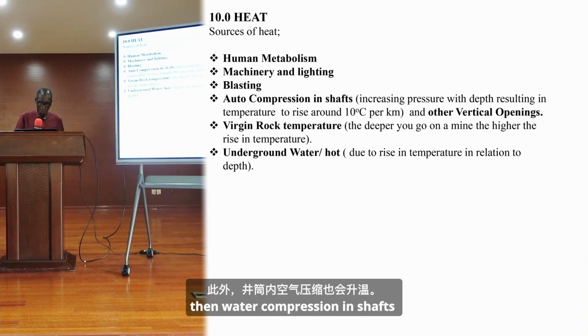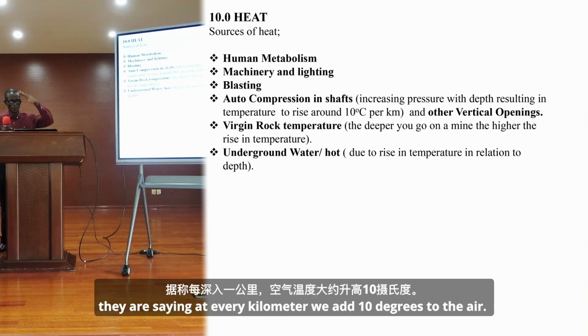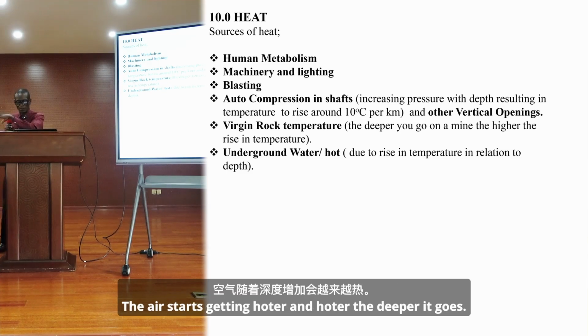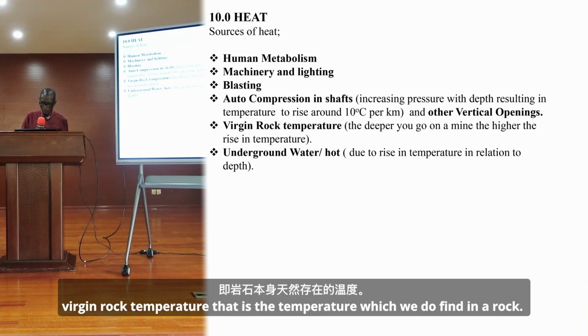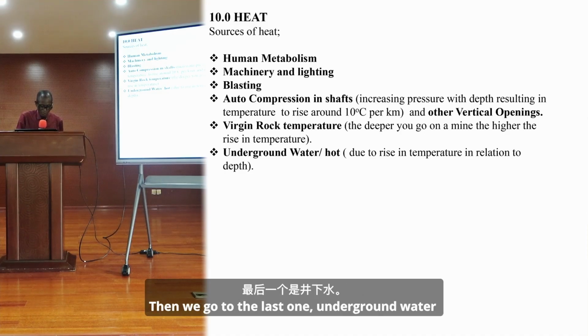Then auto compression in shafts, they are saying that at every kilometer we add 10 degrees to the air. The air starts getting hotter and hotter the deeper it goes. Then virgin rock temperature. Virgin rock temperature, that is the temperature which we do find in a rock. Then we go to the last one, underground water.